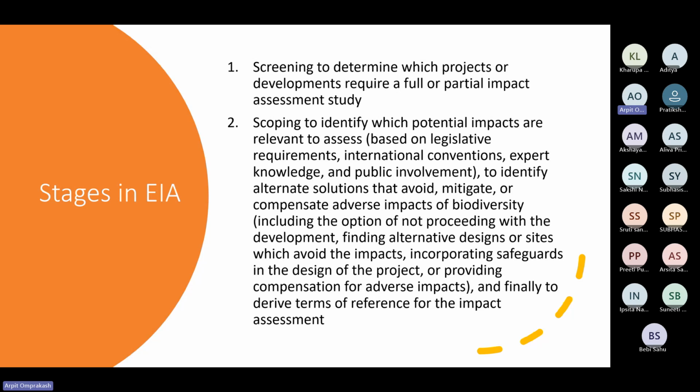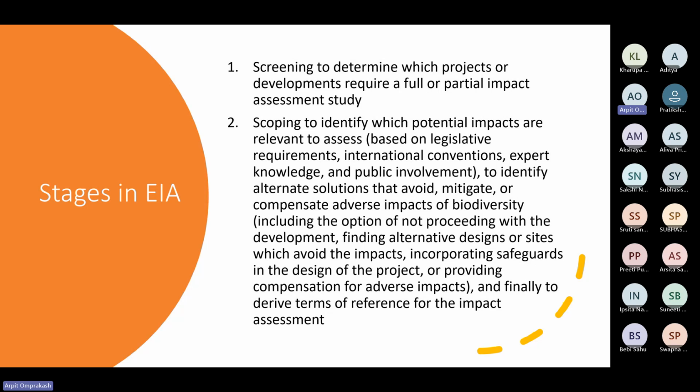So what happens in EIA? There are different stages. The first is screening, to determine which projects or developments require a full or partial impact assessment study. If you have a very small project, let's say you are just setting up a small manufacturing plant in a small warehouse where you are not producing a lot of waste, let's say a cheap small printing press to print a few cards or things like that, you're not expected to generate a lot of waste or affect the environment in a very large way. So therefore, your project might be screened out.